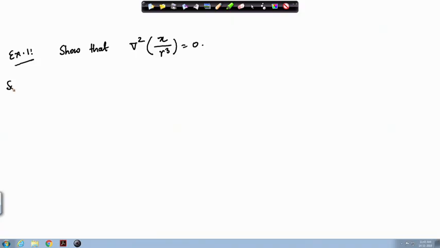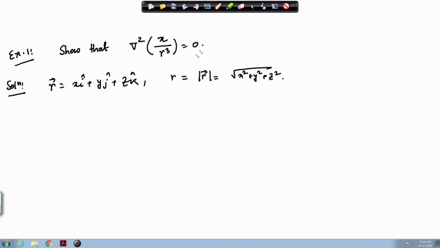So, remember our r is x i, y j and z k. This is our vector r, and when we say small r, it is basically the mod of r, which is the square root of x square plus y square plus z square. In vector calculus or vector algebra, it is common to know that r is the vector x y z, and mod of r is the length of this vector r. So, just keep that in mind.